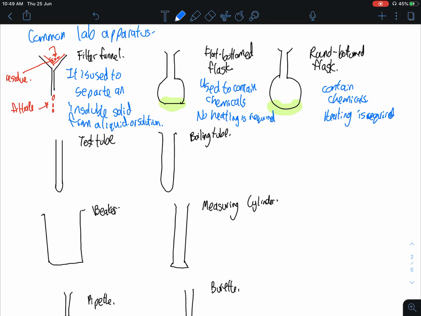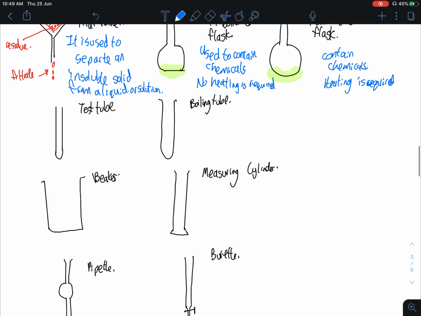Next, we look at the test tube and the boiling tube. These two also help to contain your substance. But do take note, the test tube can be heated, whereas the boiling tube is also to contain substances, but in larger amounts. And because of the name boiling, the boiling tube can take a higher temperature as compared to the test tube.